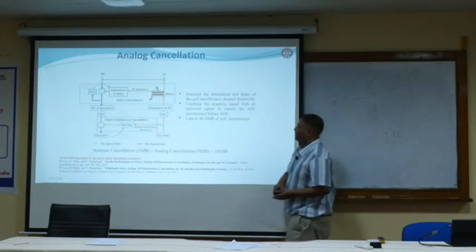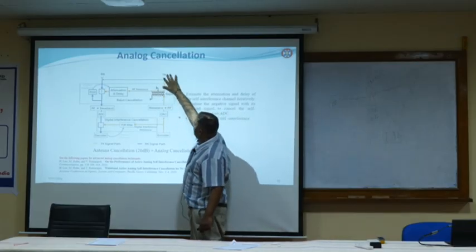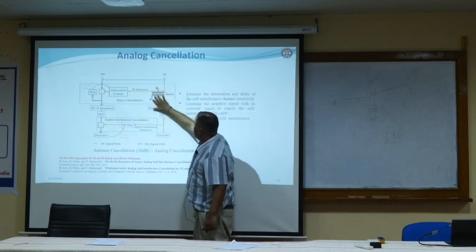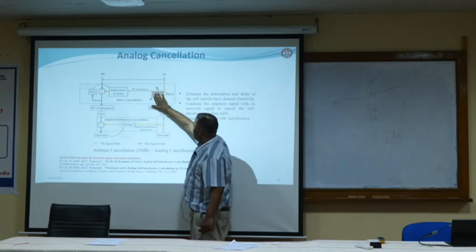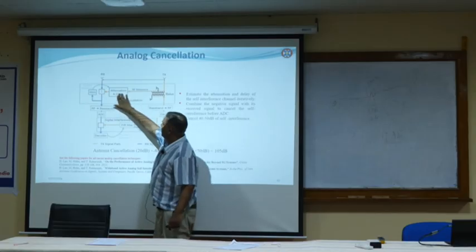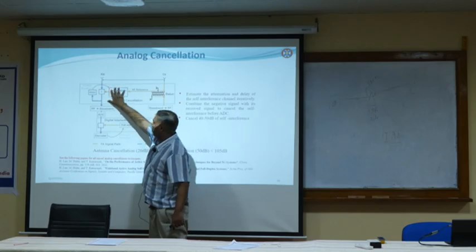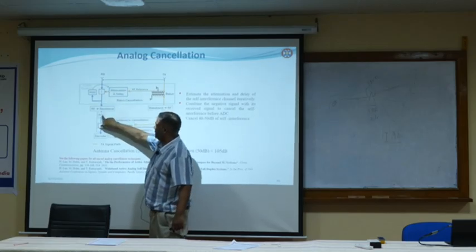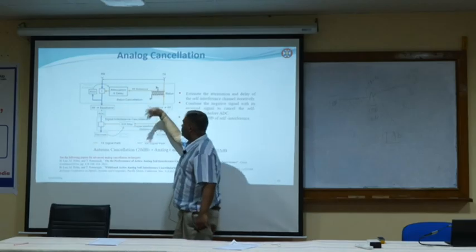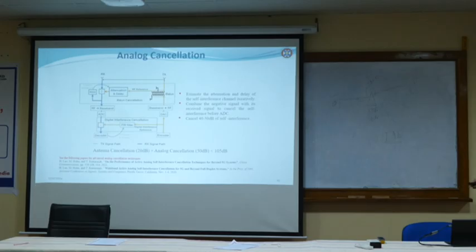Here is another technique, called a balun transformer. It takes the received signal and mimics the self-interference channel by finding the attenuation and delay of the self-interference channel, and then subtracts it from the received signal to cancel in the analog domain before analog-to-digital conversion. So you need to cancel the majority of the self-interference before analog-to-digital conversion. This is another analog cancellation technique.